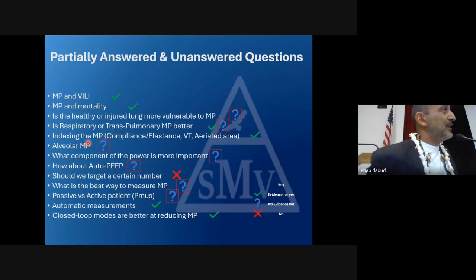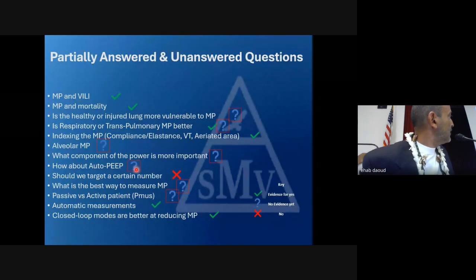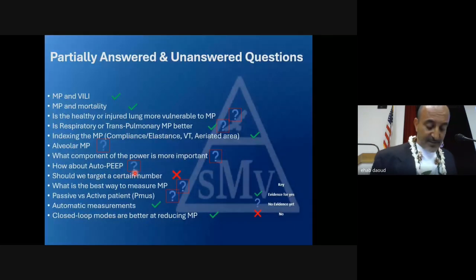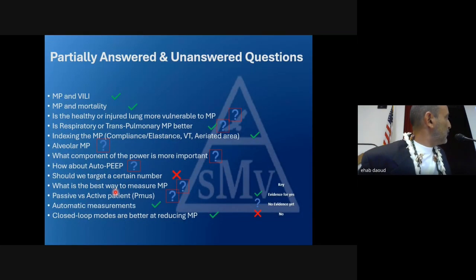How about the alveolar mechanical power? I was hoping that somebody would follow up on that study that we did. Nobody, no takers yet. What component of the power is important? We talked about it, but again, what I think is it's not the resistive, it's not the PEEP, it's the elastic dynamic one. Should we target a certain number? Like, okay, it's less than 17, we're good? No, the lowest you can get is the best. What's the best way to measure it? We know the best way is calculating the area under the curve, passive or active patients, automatic measurements.